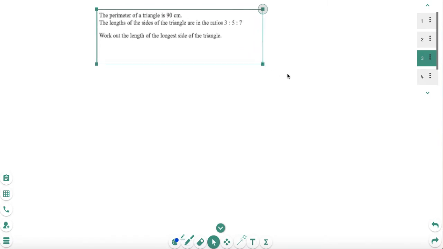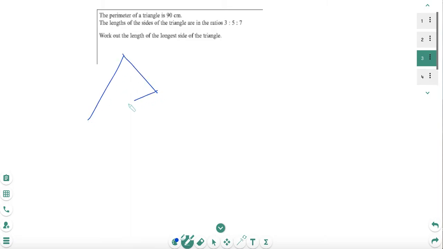All right, let me make this larger. The perimeter of a triangle is 90 centimeters. The lengths of the sides of the triangles are in the ratio of 3 to 5 to 7. Work out the length of the longest side of the triangle. All right, so we have a triangle. I like to always draw a diagram. And we know the perimeter is 90 centimeters.